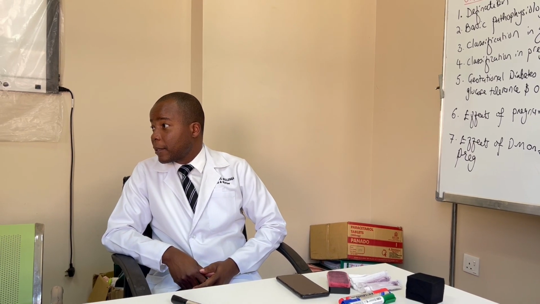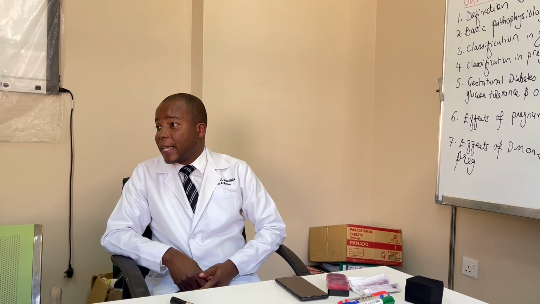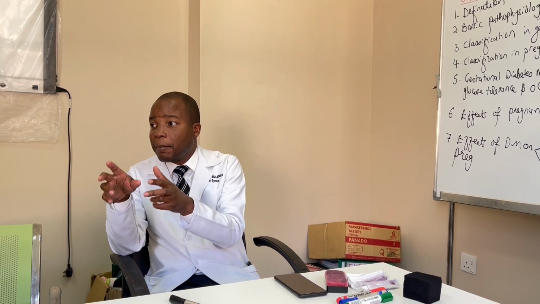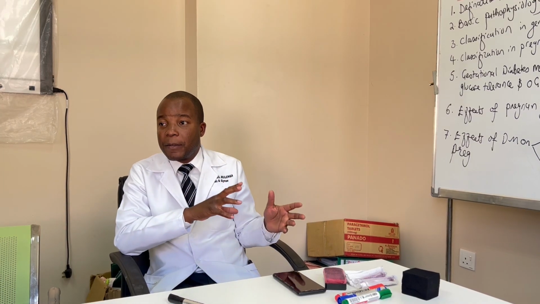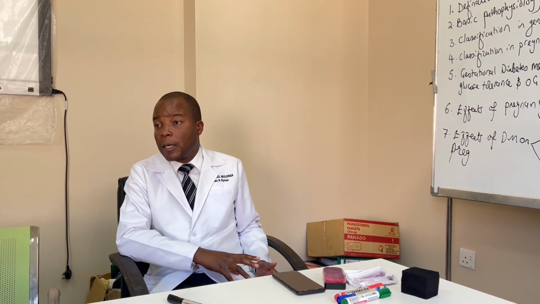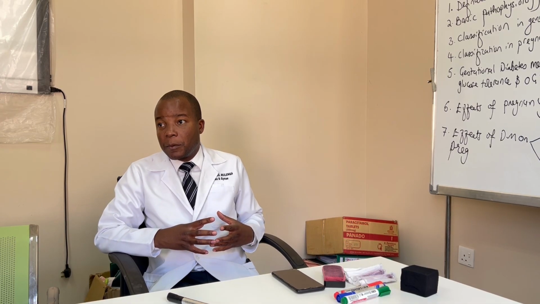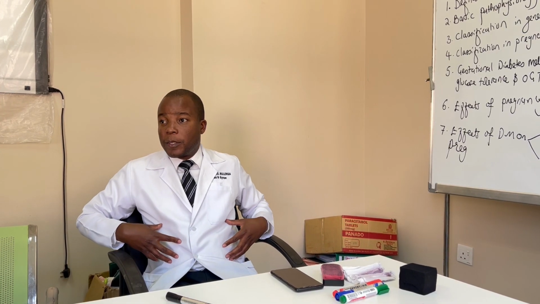Why are the babies big? Macrosomia. It's because, remember, we said the sugar which is in the mother is crossing by facilitated diffusion to the baby. The baby is receiving a lot of sugar. So what does the baby do? It has no issues with its insulin.